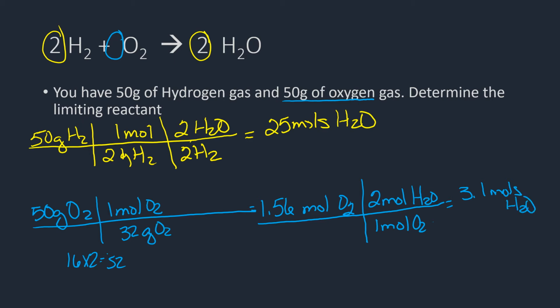If you notice, the only thing that's different is I put an equals after the first step. Otherwise, everything's the same. I just have a tendency to break it down and think through it step by step. So 3.1 moles of water. So which one produced the least? Hydrogen produced 25 and oxygen produced 3.1. So oxygen is our limiting reactant because it produced the least.